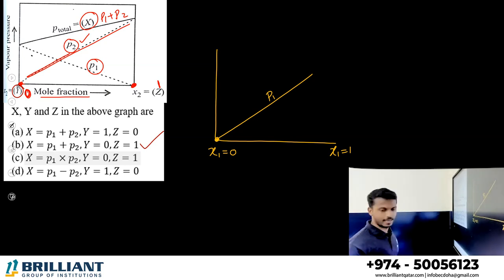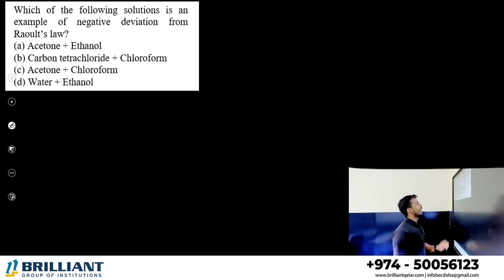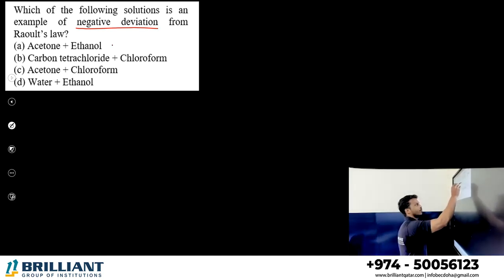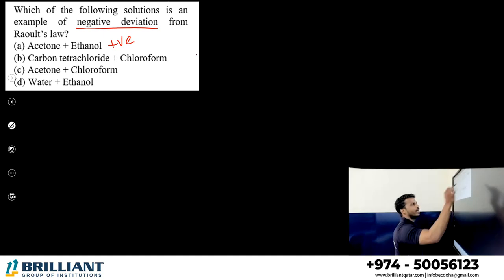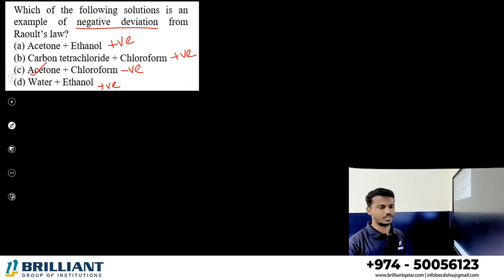Yeah, option B. Which of the following solutions is an example of negative deviation? Acetone and ethanol we studied under positive deviation. Carbon tetrachloride and chloroform we studied under positive deviation. Acetone and chloroform is negative, water with ethanol is positive, right? Option C is the correct answer. Acetone and chloroform show negative deviation.